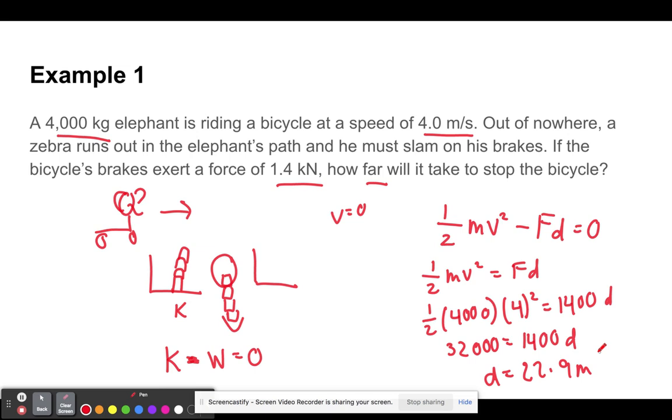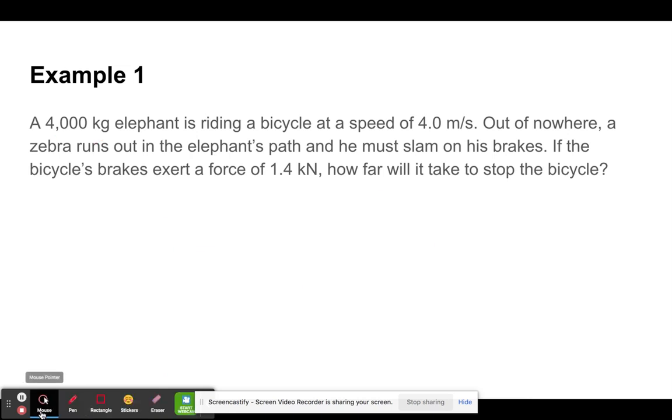So technically, we could have done this previously. We could have used kinematics and forces in conjunction with each other to do this. We could have used kinematics to solve for the acceleration, and then the acceleration to figure out how far it went. Or we could just do energy. Energy is kind of like an in-between to where if we don't want to do multiple steps, we can just do it all in one. All right, let's keep going.